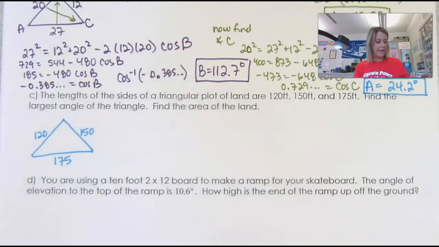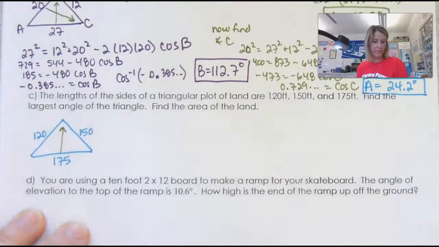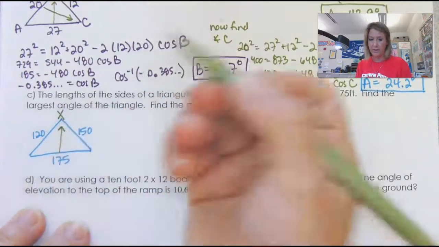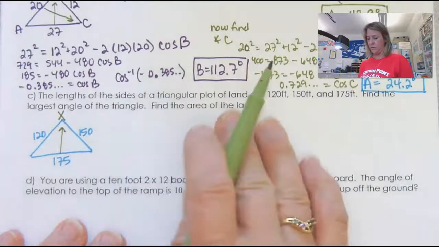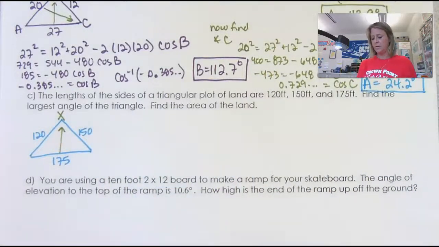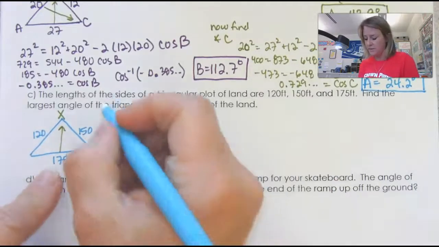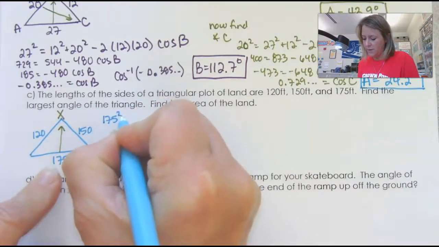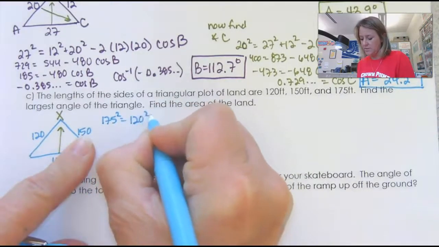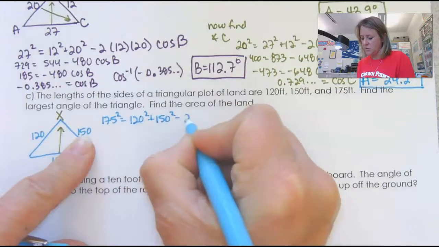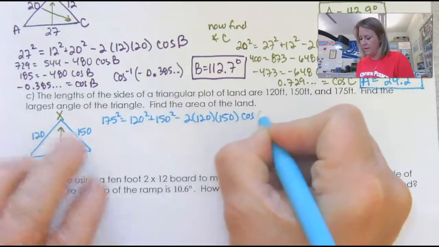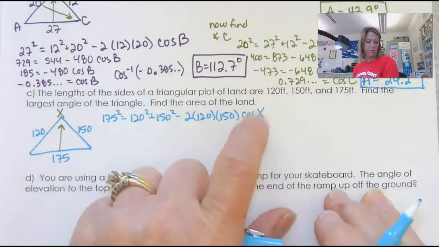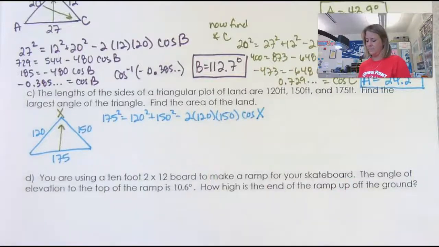So to find the largest angle, that's going to be across from my longest side, so it's going to have to be that one. So that's what I'm looking for. I'll just call it X, angle X. And then after I do that, then we have to find the area of the land. So we'll come back and do that next. All right. Since I'm looking for that angle, I'm going to start with the side that's across from it. So I'm going to do 175 squared equals, I'm going to add the two other sides squared, minus 2 times those sides, cosine of the angle I'm looking for. So again, anytime we're looking for an angle, we're going to have to do that arc, that inverse.